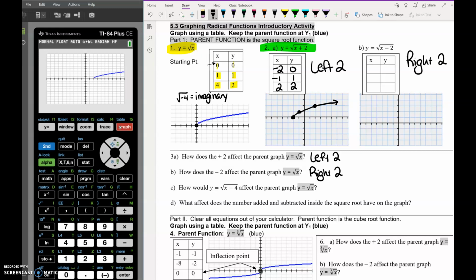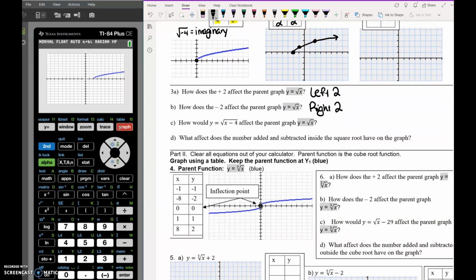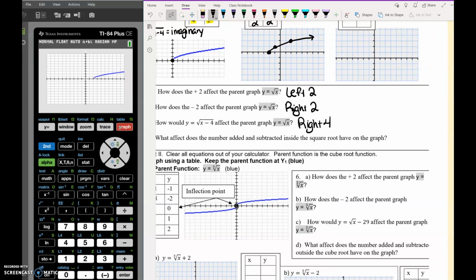What do you think would happen if underneath the radical it said x minus 4? Right 4. So what does that plus or minus mean? Plus moves the graph to the left, minus moves the graph to the right. And you might start noticing, I feel like we've done this before, because we have. Every single type of function that we graph, whatever changes inside with the x affects horizontal movement and it's backwards.